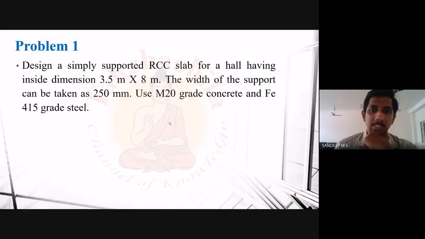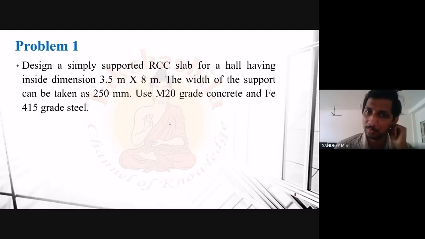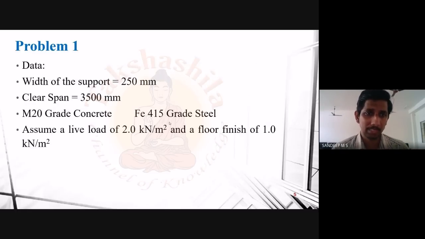So let's see, what will be our first step? Can anyone tell me what will be our first step in the design? Yes, one-way slab and two-way slab, very good. As I have already mentioned, the first thing is that we have to classify it as a one-way or two-way slab. We have to check whether it is acting in one direction or two directions. For that, we need to calculate the Ly by Lx ratio. And before that, let us note the data given in the question.